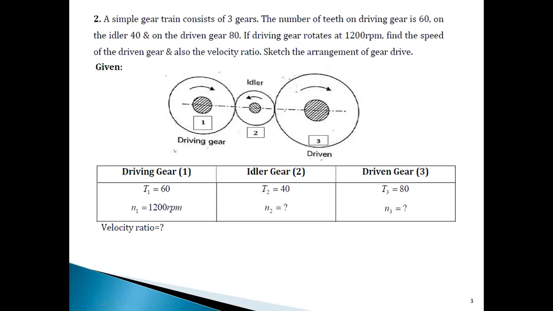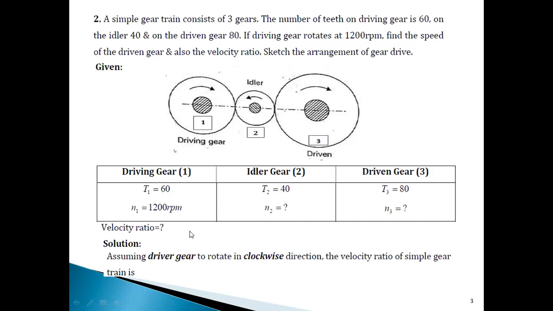We need to find the velocity ratio, that is N3 by N1 we need to find out in this case, because N3 is the speed of the driven gear, and N1 is the speed of the driver gear. Now, the solution part. So let's start with the solution. As I told you, a very important thing in this question is that the direction was not given. So I told you to assume that the driver gear rotates in the clockwise direction.